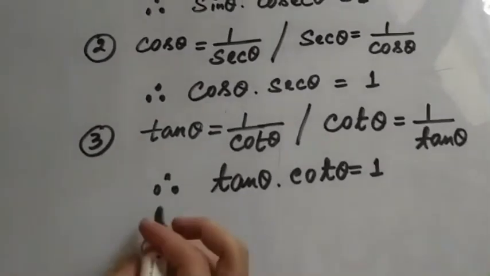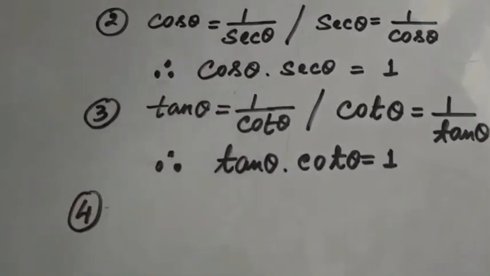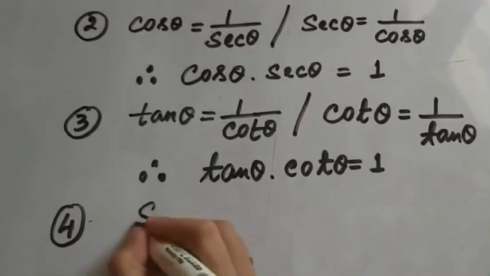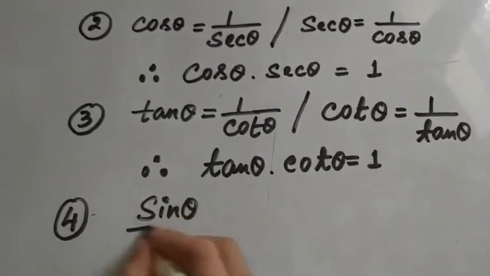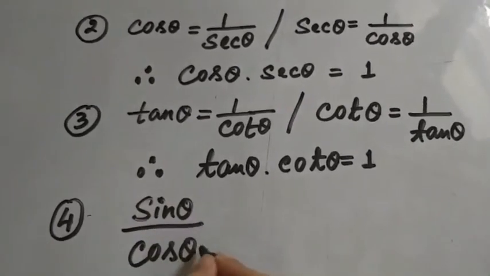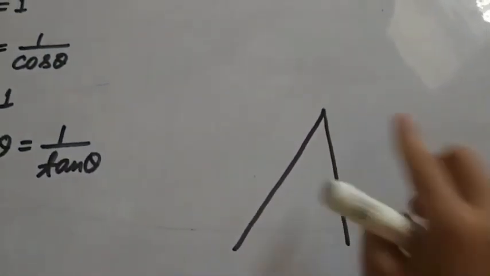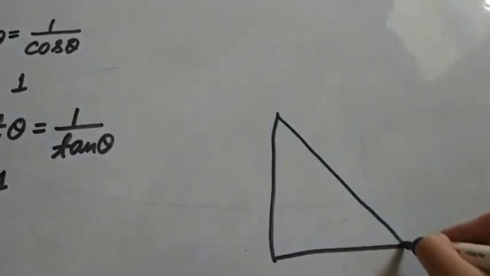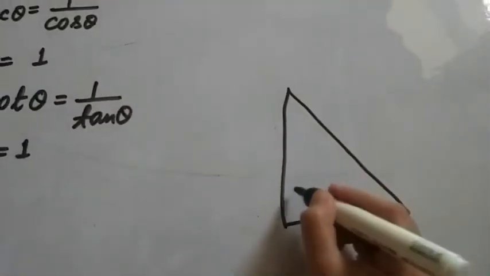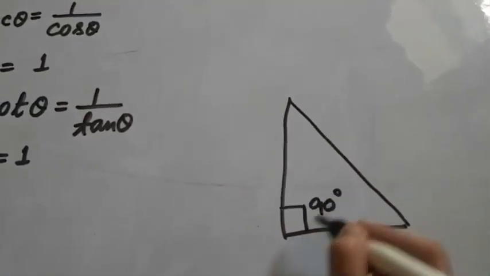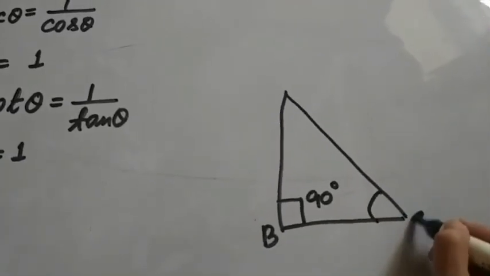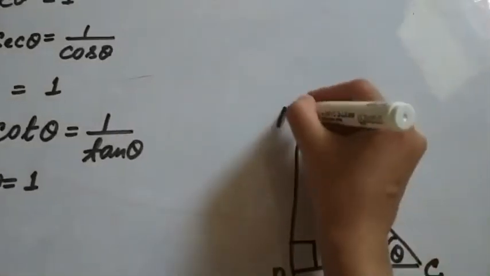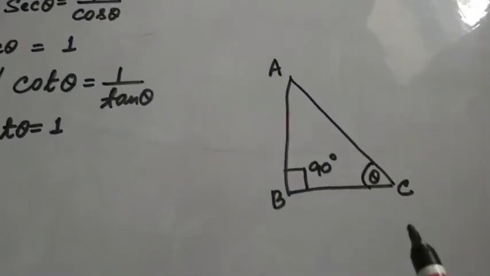Now, the fourth one is sin theta divided by cos theta. So if we remember the picture of the right angle triangle which I have drawn before, I am drawing it again. This is the right angle, 90 degrees, this is B, angle C I am writing as theta, and this is A. So ABC is a right angle triangle.